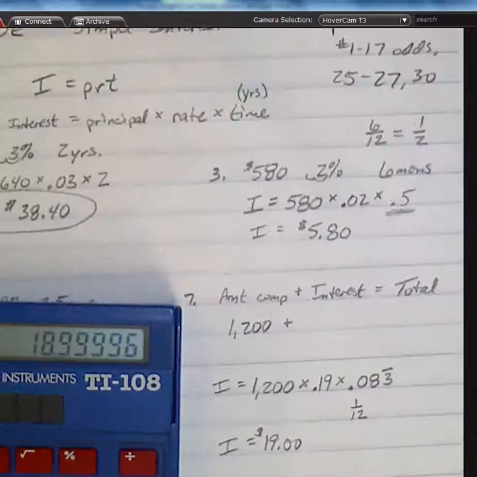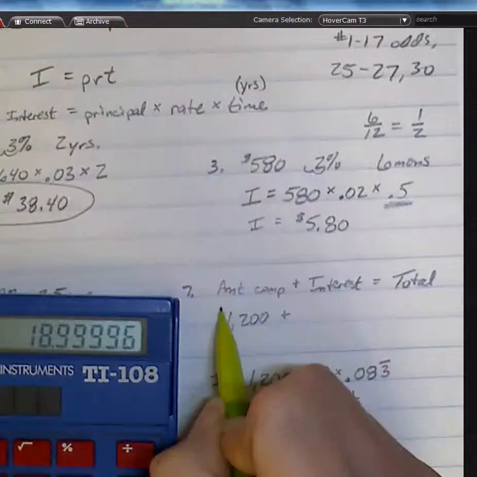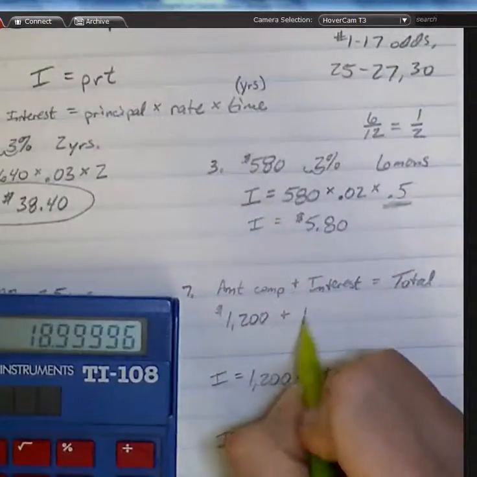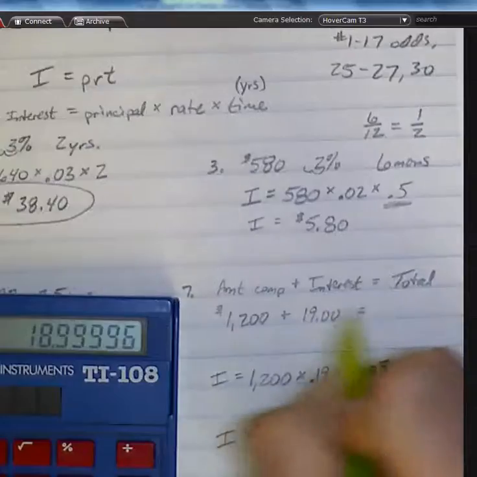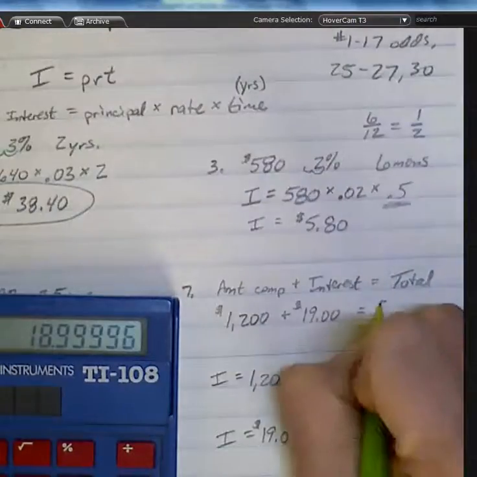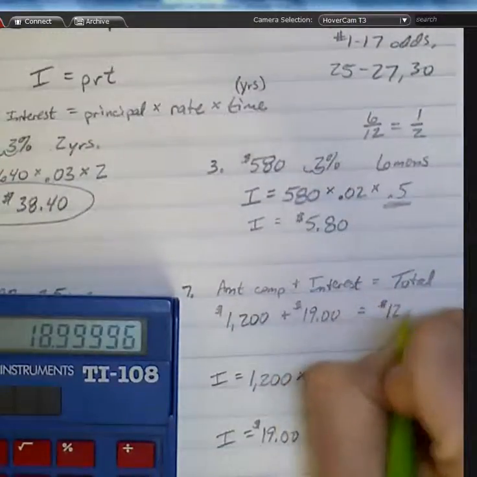Add it to what? I have to add it to my initial amount right here. So how much do we owe if we don't pay at all? $1,219.